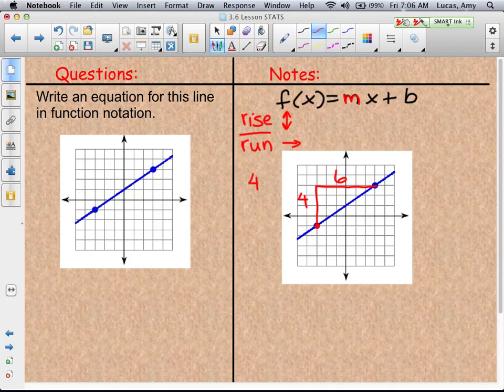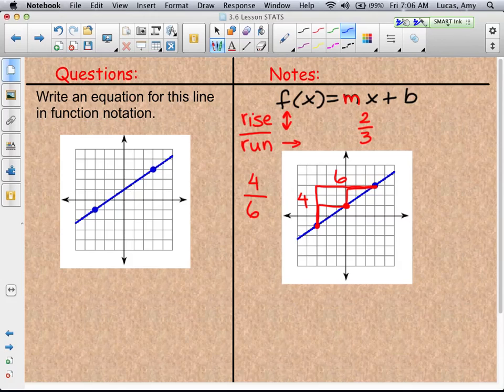So if I rise 4 and run 6, that slope is not written in lowest terms. So I'm going to reduce it to 2/3. And that should make sense to you if you look at my line, it could have been rise 2, run 3. And that would have given us the exact same line.